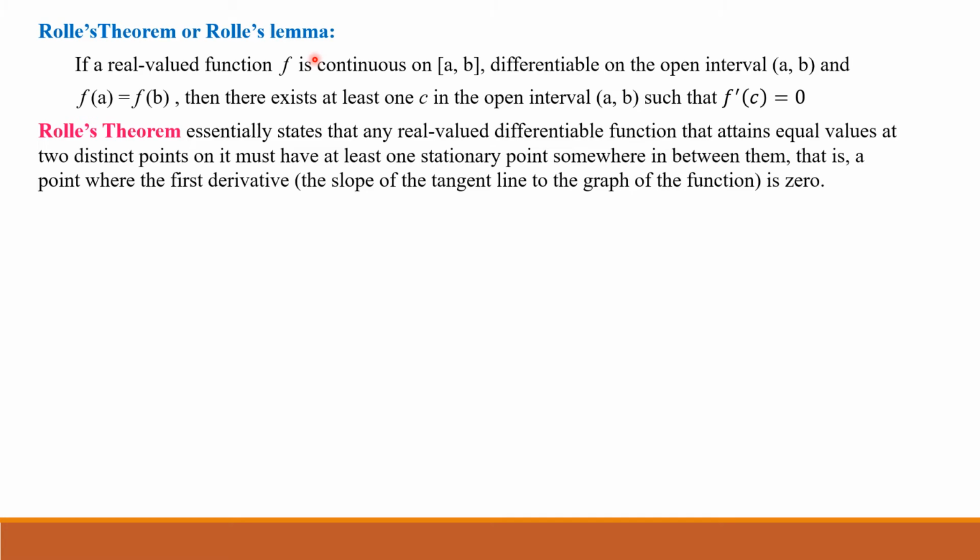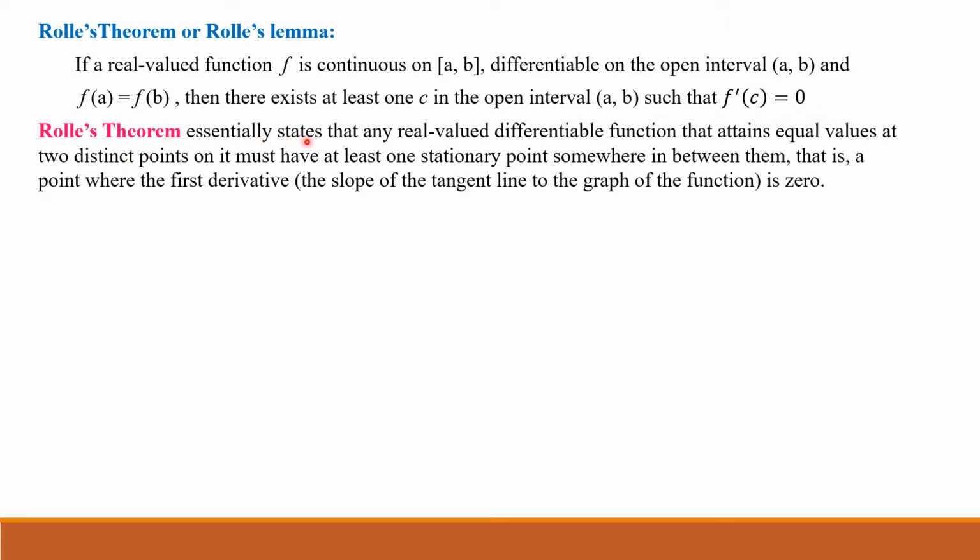Rolle's theorem or Rolle's lemma. If a real valued function f is continuous on closed interval ab, differentiable on open interval ab, and f of a equal to f of b. Here are three conditions: f continuous on closed interval ab, differentiable on open interval ab, and value of the function at these 2 points are equal. Then there exists at least one point c in the open interval ab such that its derivative is 0, that is f dash of c is 0.